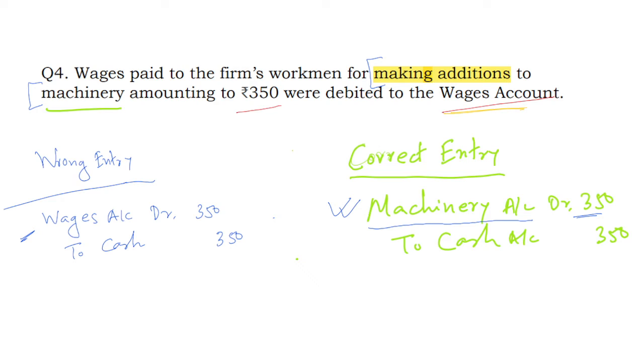Basically, we can consider the amount as repairs or maintenance expenses, but here in this question it is asked for making additions in the machinery, meaning it is an additional part. An additional part is not repairs. You may be confused because the amount is only 350 and it may be considered an expense, but it is not an expense, it is just for making additions in the asset.